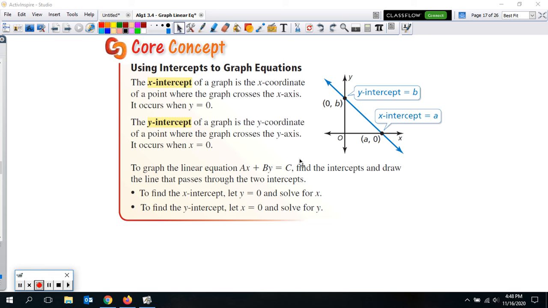Even that little video was kind of showing you how to do this when it was saying use the intercepts to graph it. And so basically what we want to do is, to find the x-intercept, we want to plug in 0 for y into the equation.